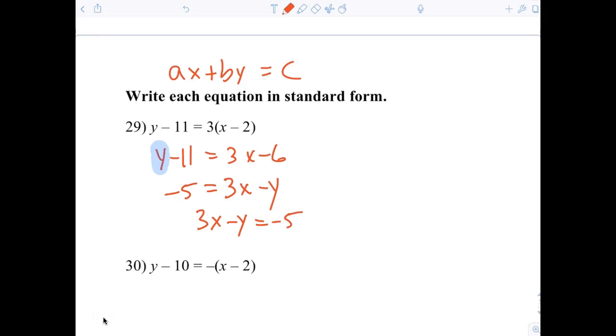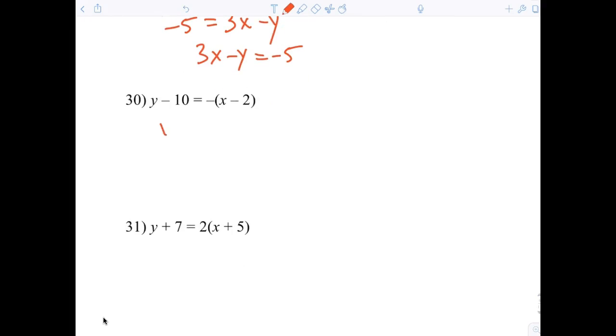All right, stay with me, guys. On number 30, y minus 10 equals negative x plus 2. Now I have a negative x, so I throw the x to the left side, and it becomes what? X plus y equals 12. Is everybody with me on this? X plus y equals 12 because it was negative 10. I move the negative 10 to the right side, it becomes positive 10. Everybody good with this?